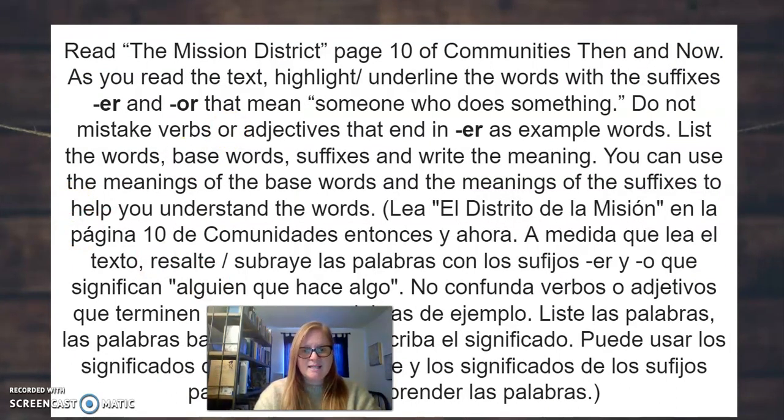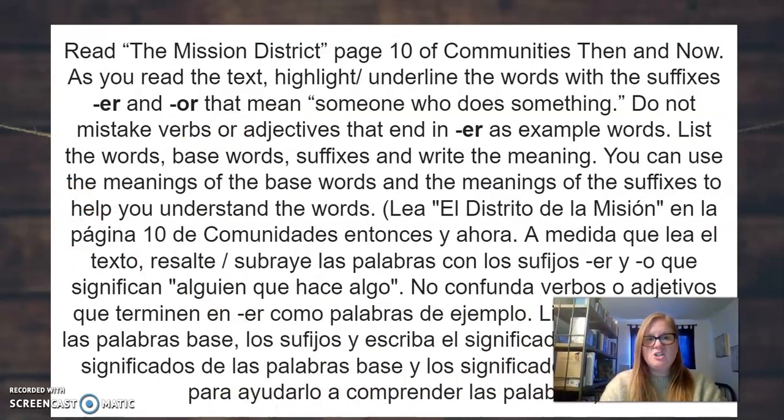So your task is to read the Mission District. It's page 10 of your Communities Then and Now workbook. As you read the text, highlight or underline the words with suffixes er and or that mean someone who does something. Do not mistake verbs or adjectives that end in er.